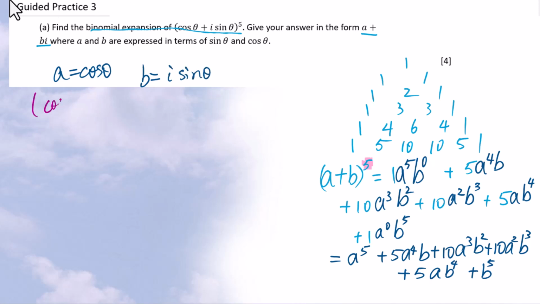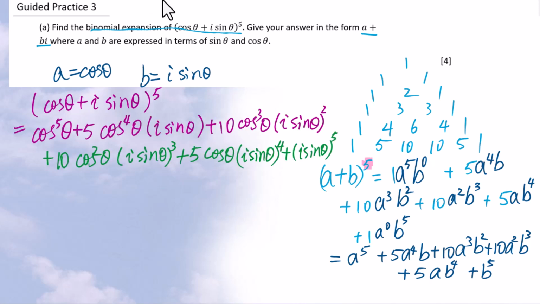So (cos θ + i sin θ)^5 equals... we do know i^0 equals 1, i^1 equals i, i^2 equals -1, and i^3 equals i^2 times i, which equals -i. Then it keeps repeating.